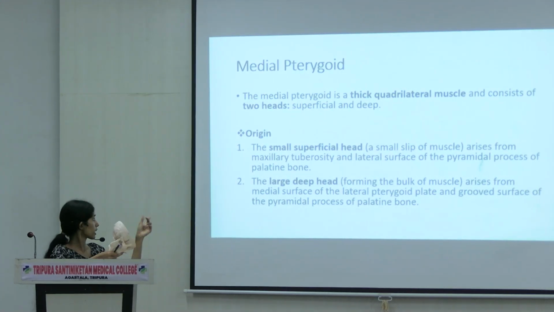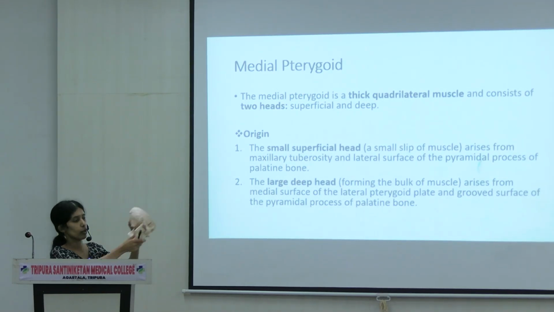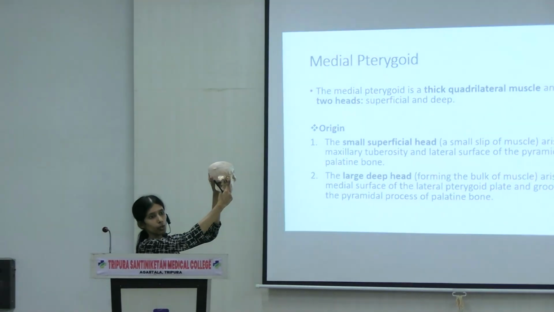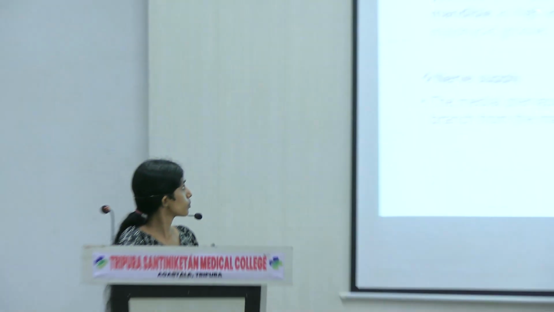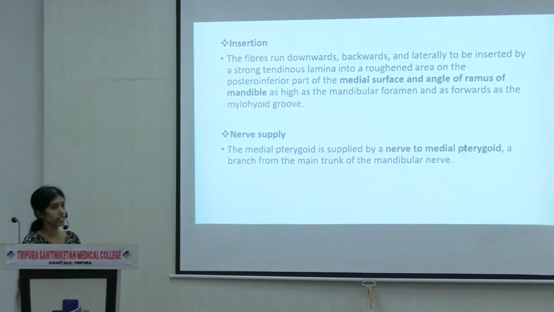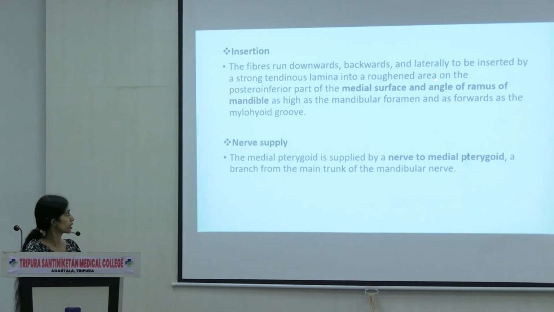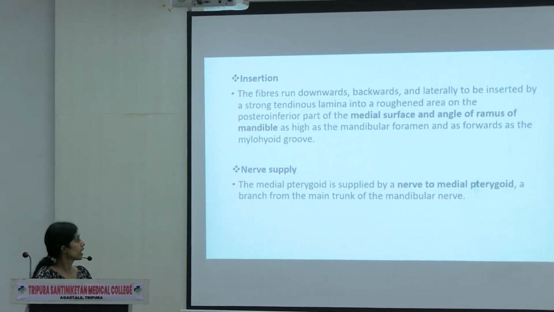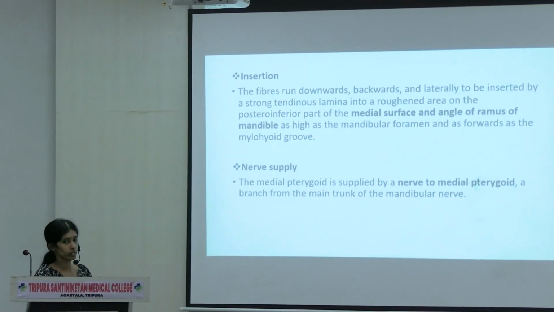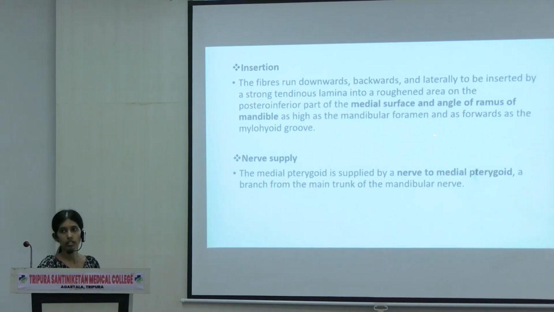And the second, that is the large head, arises from the lateral pterygoid plate. I have already shown this is the lateral pterygoid plate and also from the palatine bone region. Insertion: the fibers run downward, backward and laterally to be inserted by a strong tendinous lamina into a roughened area on the posterior-inferior part of the medial surface and also the angle of the ramus of the mandible. We have already shown the ramus of the mandible and the medial surface of the ramus.